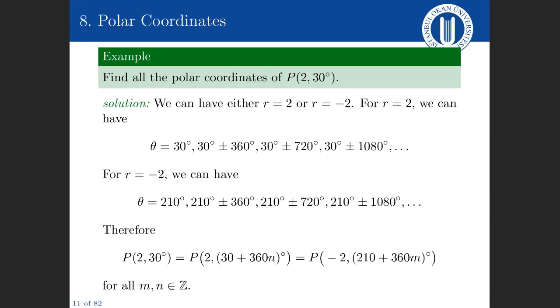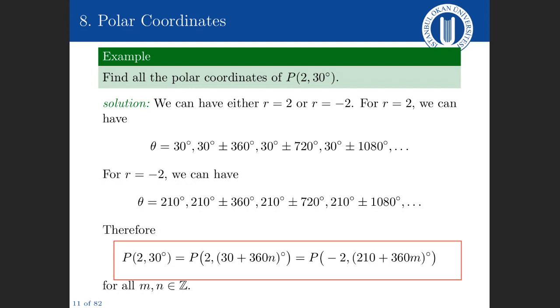Therefore, the answer to this question is: the point with polar coordinates 2, 30 degrees has polar coordinates 2, 30 plus 360 multiplied by an integer n degrees, or minus 2, 210 plus 360 multiplied by some integer m degrees. In this red box, I've written every way to write the polar coordinates of this point.